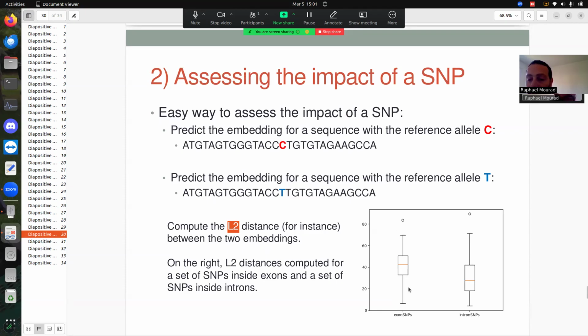So you expect that the SNPs in exons should be more functional, should have higher impact than SNPs that are in introns. And then when you compute the L2 distance here, you can see that indeed the model was able to see that exon SNPs, or SNPs in exons, have a higher impact than SNPs in introns. So you can see that it works actually.